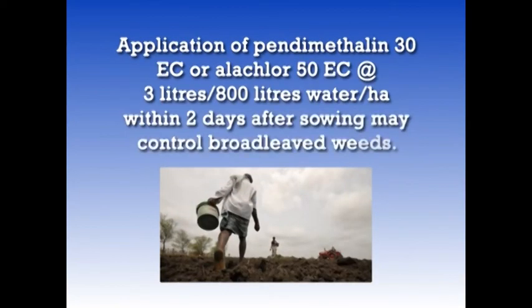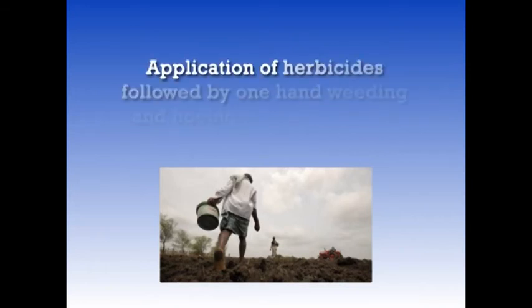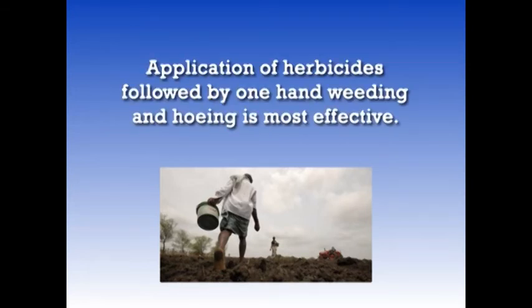Application of pendimethalin 30 EC or alachlor 50 EC at the rate of 3 liter per 800 liter of water per hectare within 2 days after sowing may control broadleaf weeds. Application of herbicides followed by one hand weeding and hoeing is most effective.